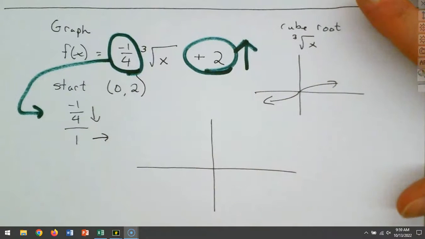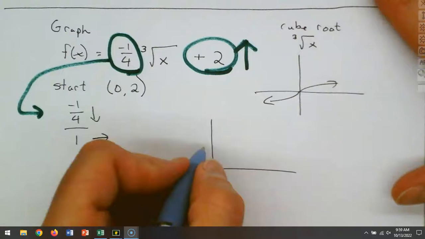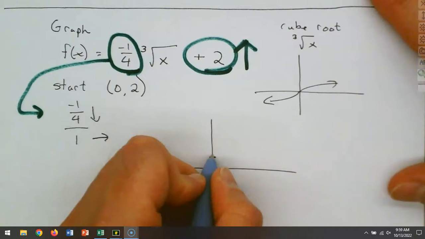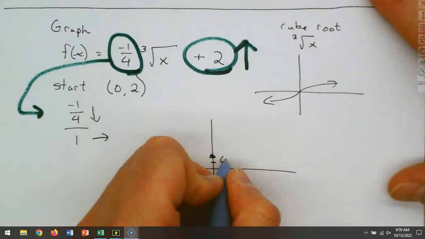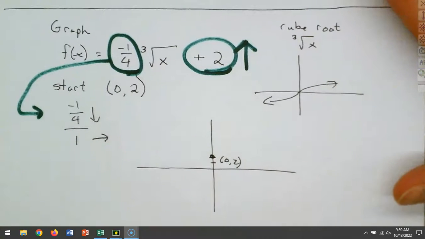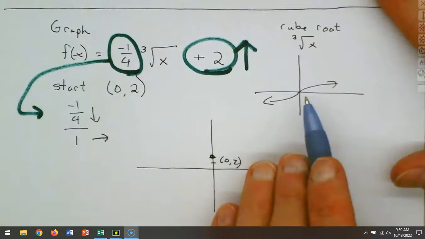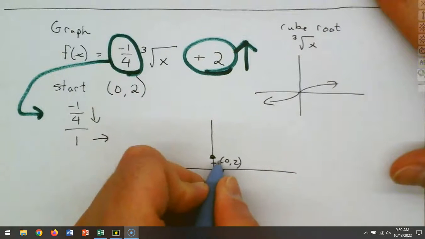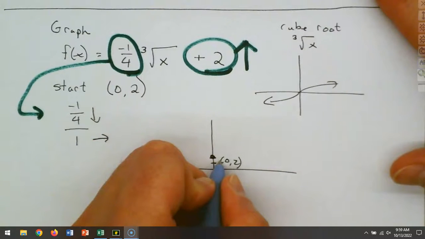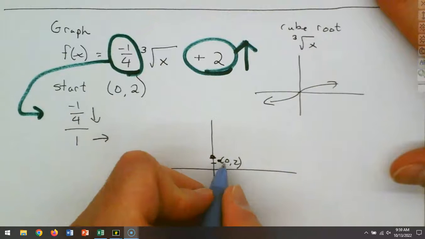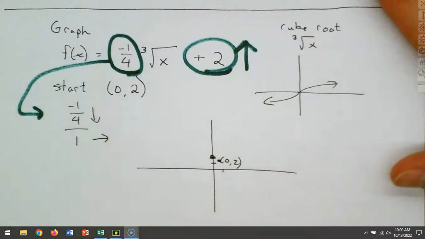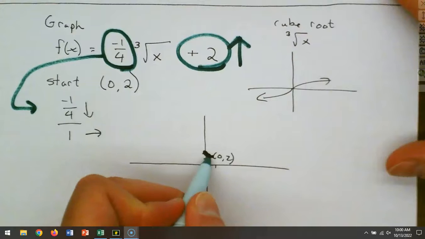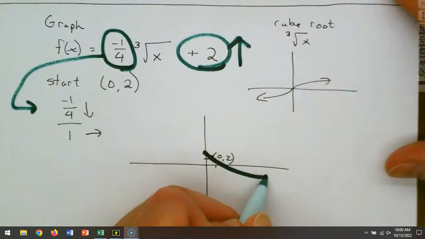So the first thing we do is we plot our point. We plot that 0, 2. So that's right here. And then what are we going to do from there? Okay, it needs to look like this. We're going to have to go down about 1/4 over about 1. You don't necessarily have to label them if you don't want to, but we went down 1/4, over 1. So down 1/4 over 1, we connect it together, and we get that half.